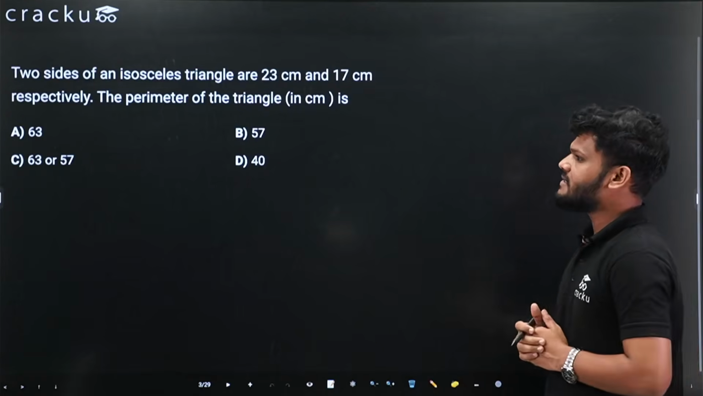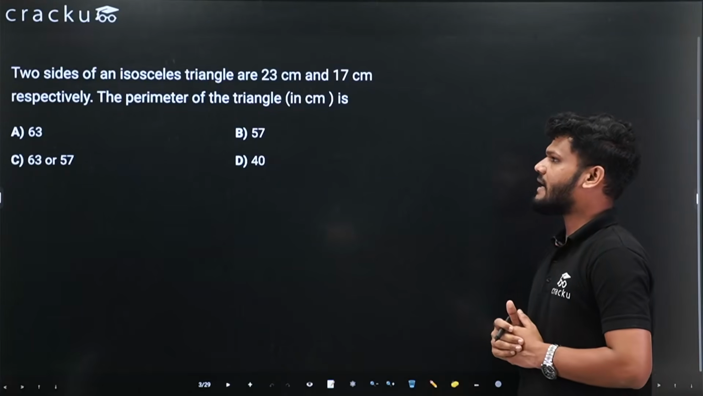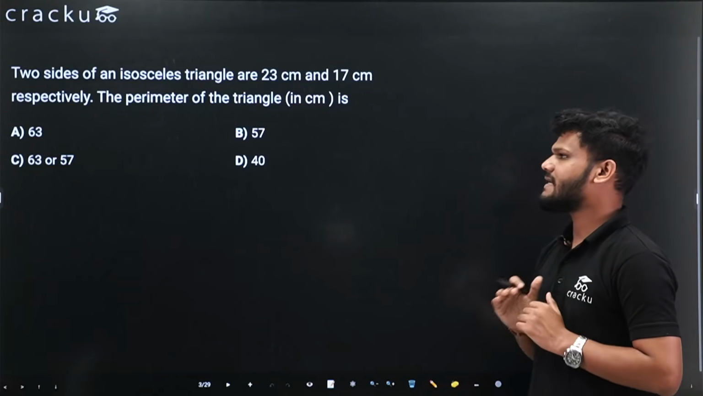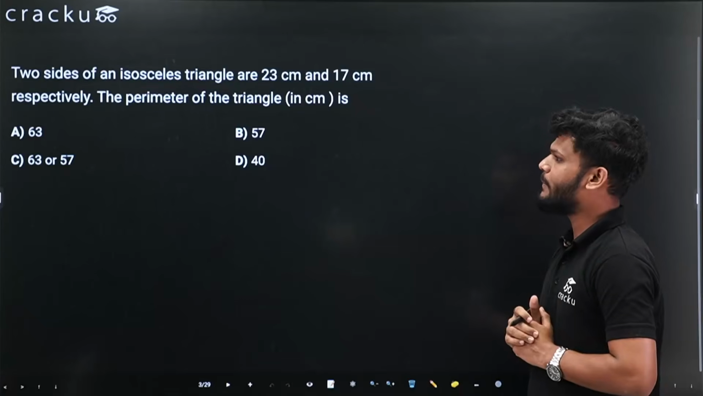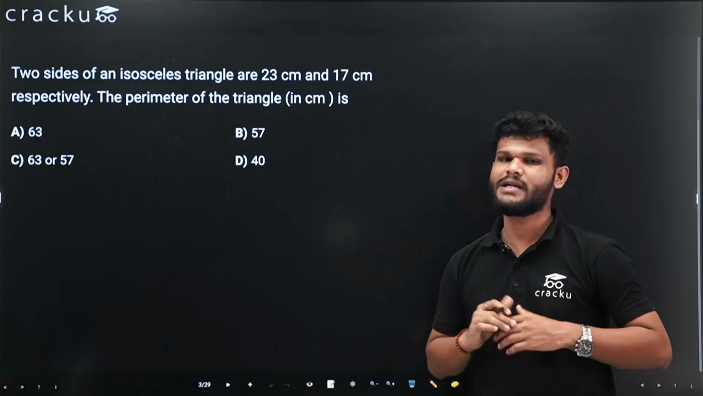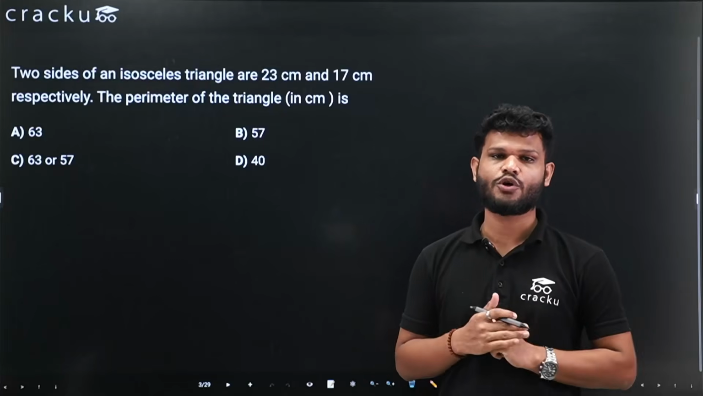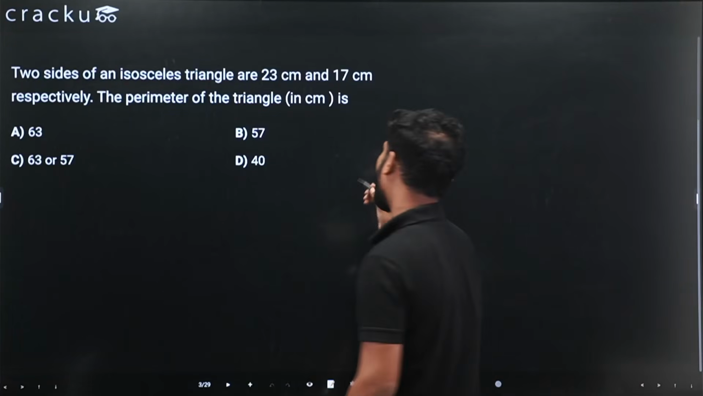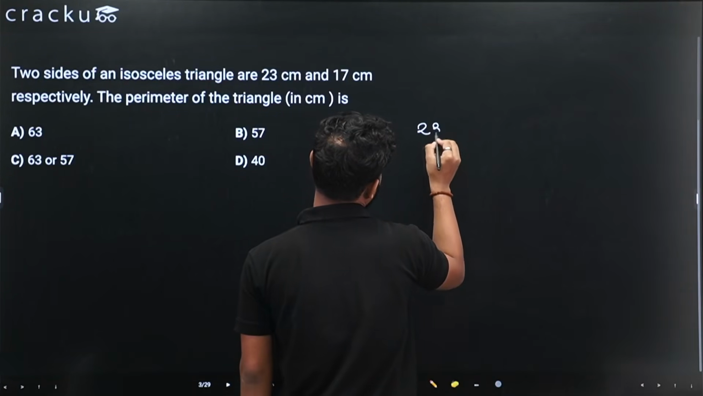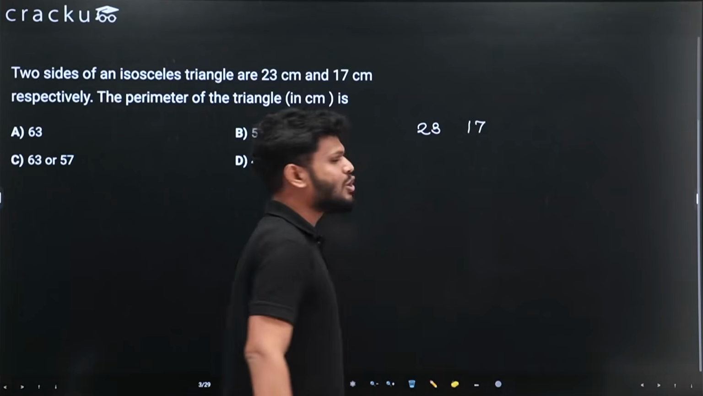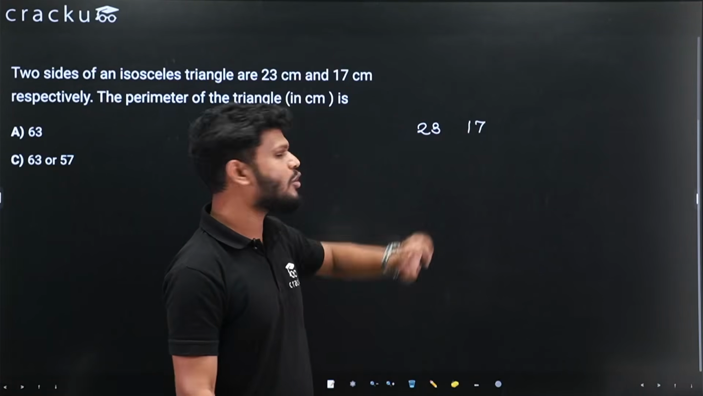In this question we are asked, two sides of an isosceles triangle are 23 cm and 17 cm respectively. The perimeter of the triangle is what? So what is an isosceles triangle? Isosceles triangle is where only two sides are of equal lengths. So we have the two sides which are 23 and 17. So third side will be one among these two.